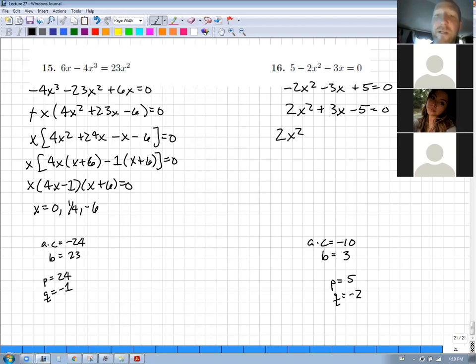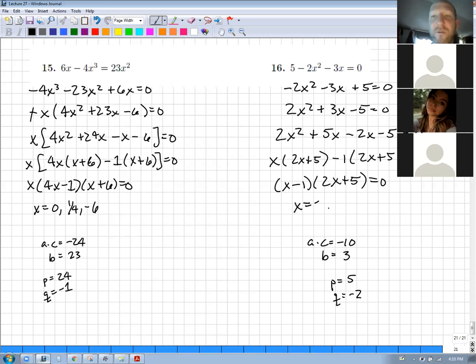So we'll rewrite this 3x as 5x minus 2x. So if we factor out an x, we get 2x plus 5. And over here, we'll pull out a -1, 2x plus 5. So we have an x minus 1 times 2x plus 5. So either x is 1 or -5 halves.